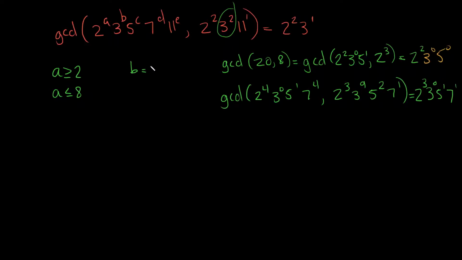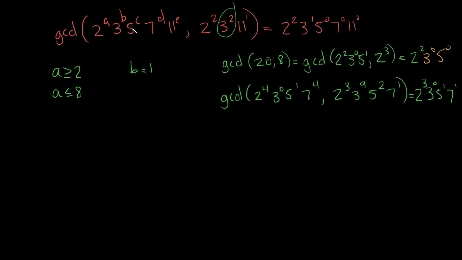It must be equal exactly to 1. Alright, for c, notice we don't have any powers of 5 here. I could rewrite this as 2 squared, 3 to the 1, 5 to the 0, 7 to the 0, 11 to the 0. I'm going to go through this logic a little bit faster now, but it should be fine.